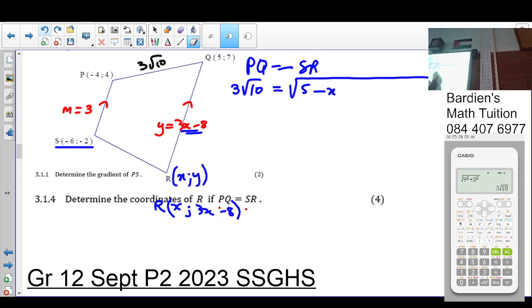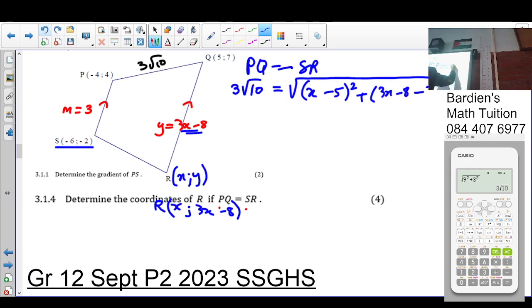So that is simply going to be the square root of, let's go the other way around, I can have the x's first, so it's going to be x minus 5 squared plus 3x minus 8 minus 7 all squared. So what I'm going to do is square both sides, and I'm going to simplify that. Then the square roots of course cancel the square there.